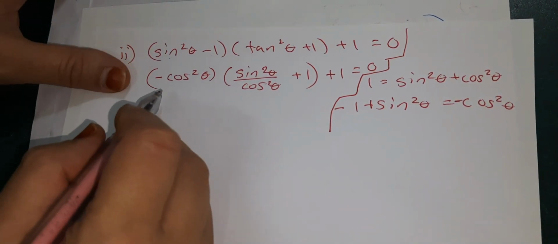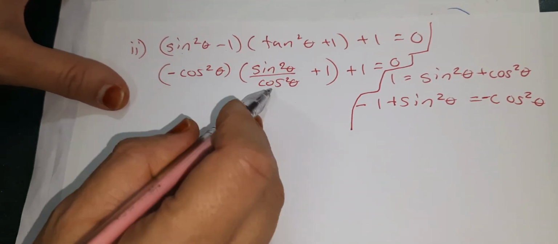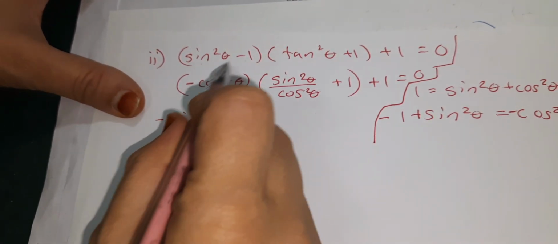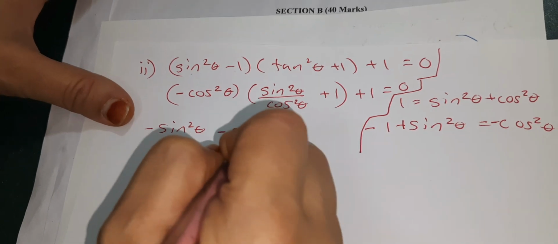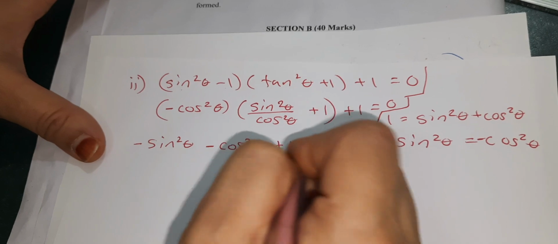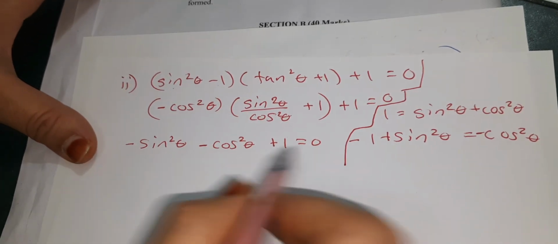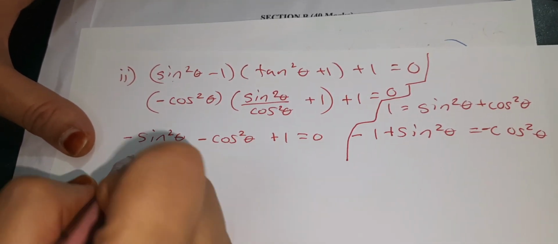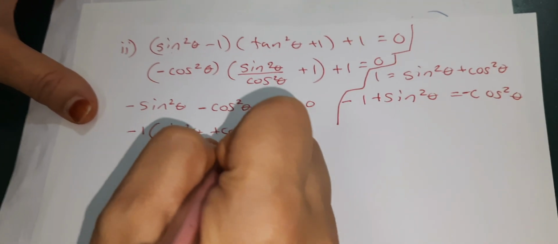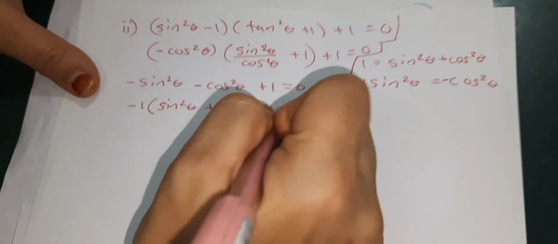Okay. Now the cosine squareds cut here. So you're left with minus sine squared theta. And the cosine is multiplied over here. Minus cos squared theta, plus 1 is equal to 0. Now again, with the same identity, if I factorize that minus, it becomes minus 1 into sine squared theta plus cos squared theta. Again, plus 1 is equal.